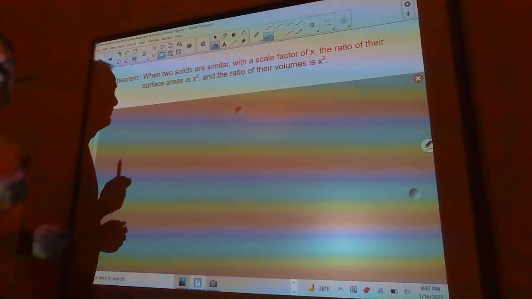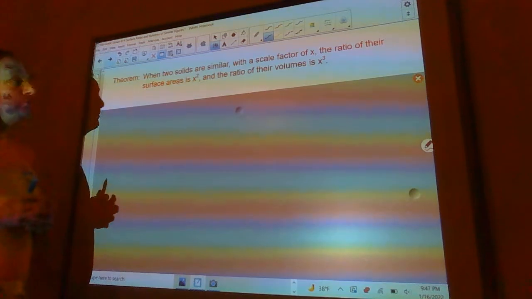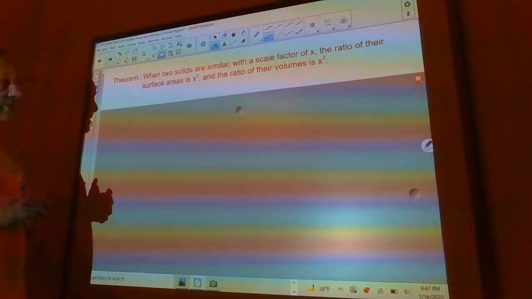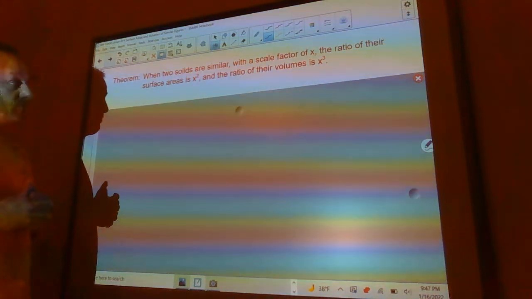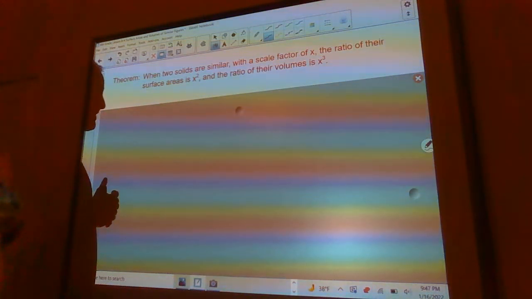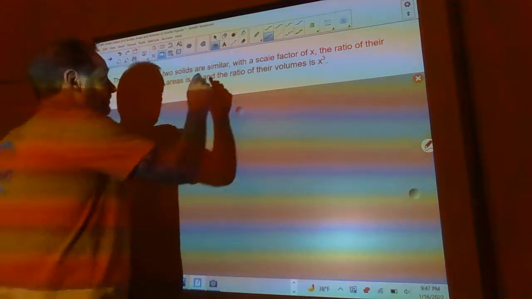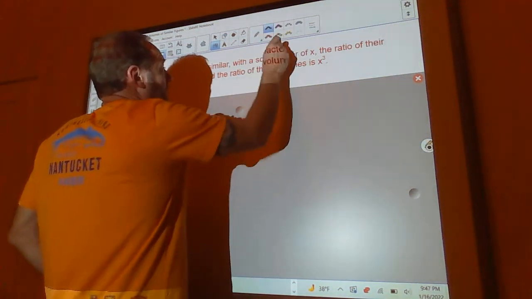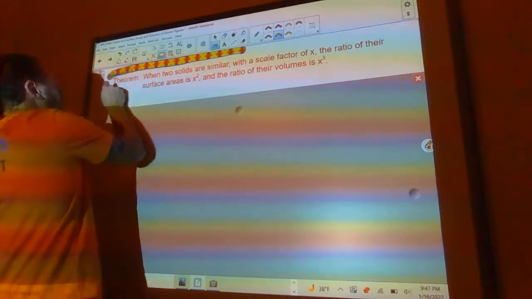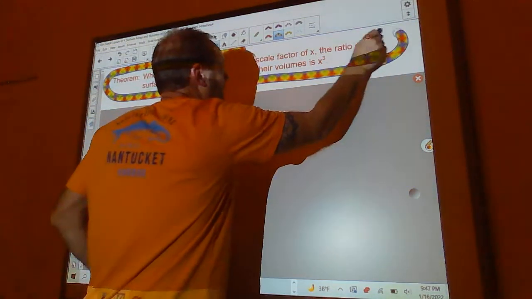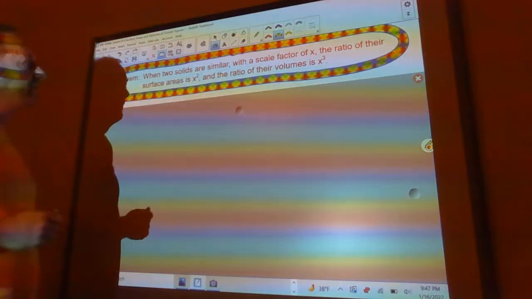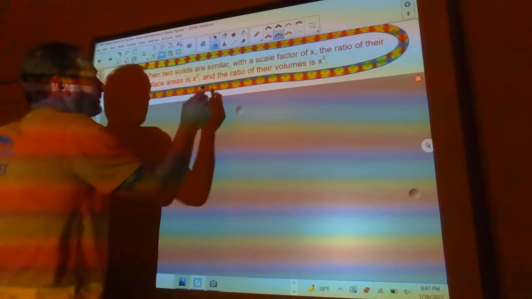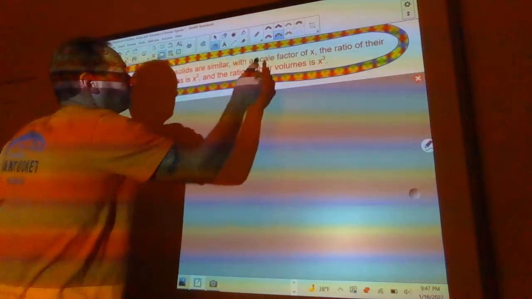Okay, here's a big theorem, and you need to know this one. When two solids are similar with a scale factor of x, the ratio of their surface areas is x squared, and the ratio of their volumes is x cubed. Okay, you want to know this one. Always. This will come in hugely handy.